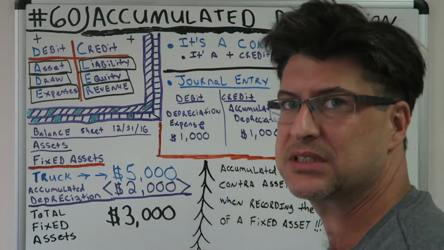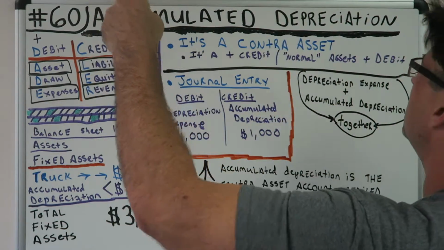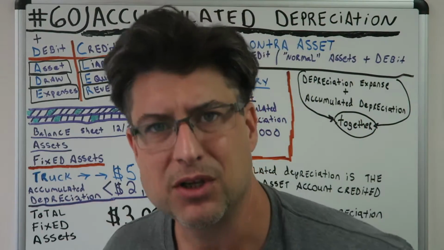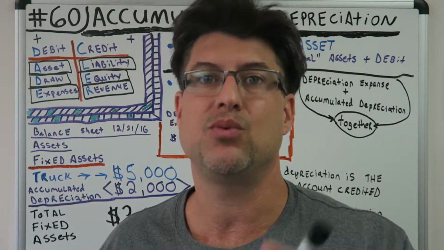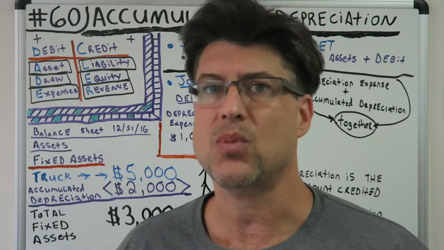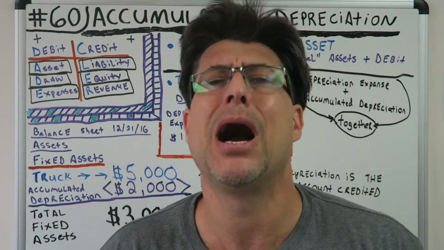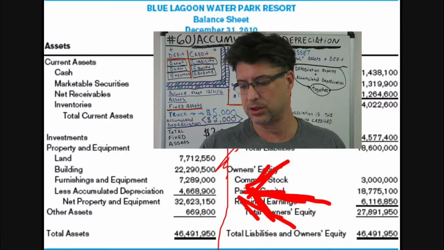What are we doing in number 60? We're doing accumulated depreciation. We're talking about what it is, where it shows up in the balance sheet, what the deal with it is, what it's all about.